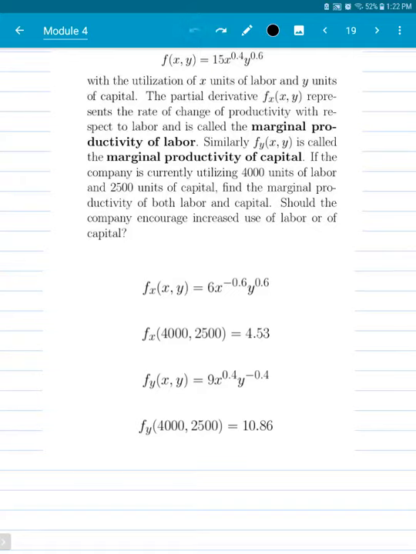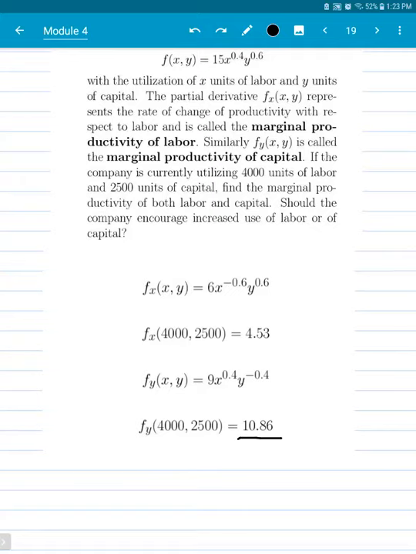So if I add one more unit to labor, so let's say we produce 4,000 units of labor, then we expect the productivity to increase by about 4.5 units. Now, similarly, we interpret marginal productivity of capital. This tells us that per unit change in the capital, fixing the labor at 4,000 units, that will give an increase of about 10.86 units in the overall productivity.